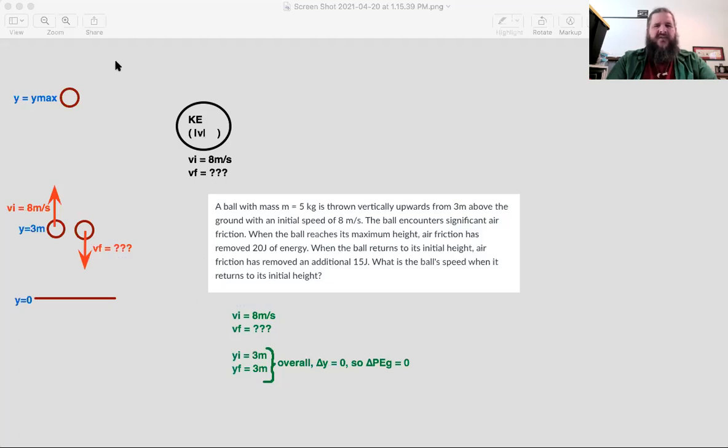So would you consider this an open system or a closed system? Yeah, I think this should be an open system. And why is that? What's making this open? Yeah, the friction, the air resistance is causing energy to enter or leave. Is this gaining or losing energy due to the air resistance? Yeah, we've got energy leaving the system. So I'm going to draw an arrow going out. And we can label this work done by air resistance.